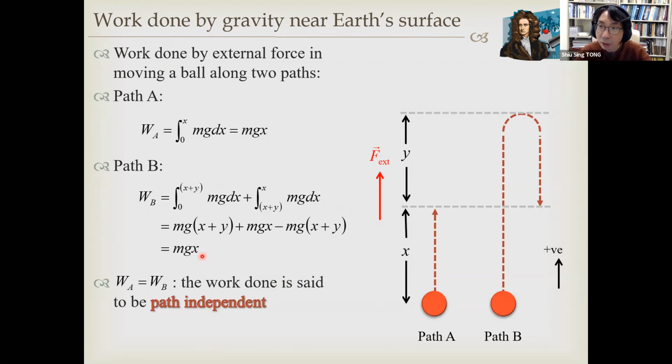And that is independent of how you move the ball in the intermediate step. You may be moving the ball around a lot in the intermediate step, but as long as the final destination of the ball is level x, you always get the same work done, mgx. So we say that the work done is path independent. It is independent of how you move it in the intermediate step. As long as the final destination is fixed, you always get the same work done.